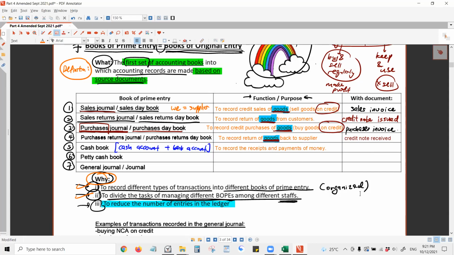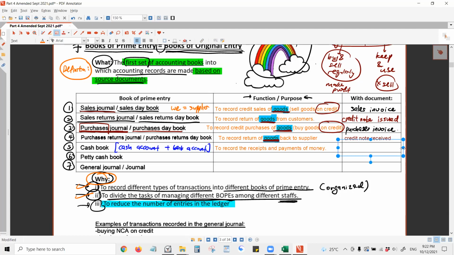So to record receipts and payments of money, it means when you receive money, either in the form of cash or check, when you make payment of money, either in the form of cash or check, you use the cash book. Use the cash book to record. What documents? Okay, let me tell you what are the documents.